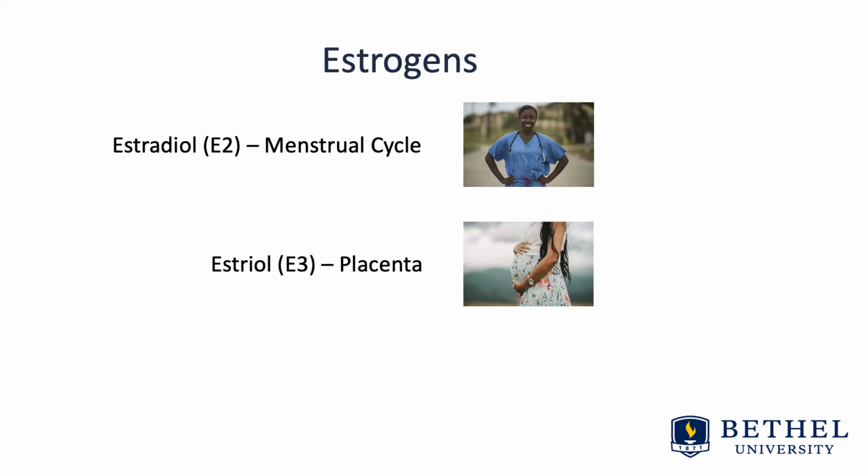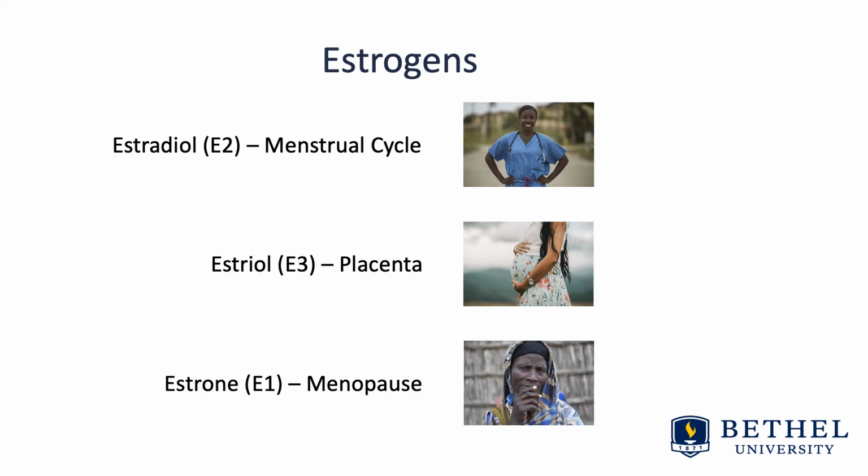And then we have estriol, or E3. That's the primary or dominant estrogen that's produced by the placenta. And of the 3, it's the weakest. And lastly, estrone, or E1, is the dominant estrogen that's produced during menopause. And I don't particularly like the connotation of this mnemonic, but in case it helps you, estrone rhymes with crone. So estradiol, estriol, and estrone are our 3 estrogens.